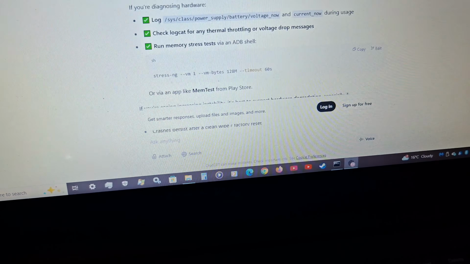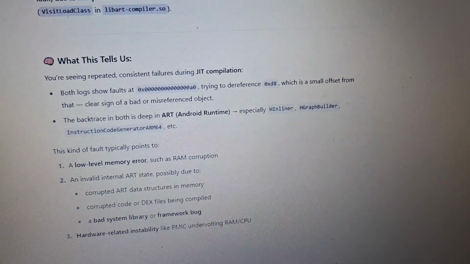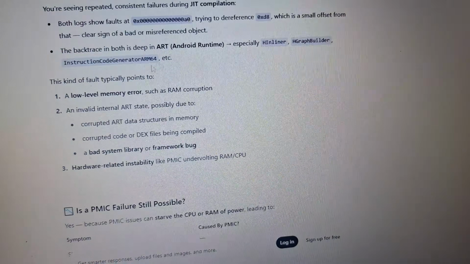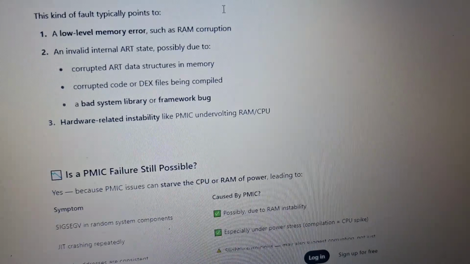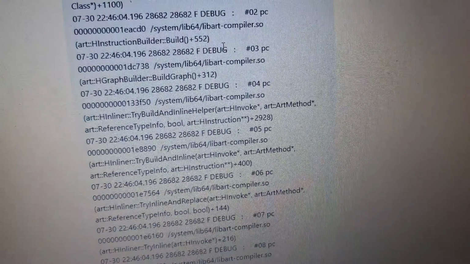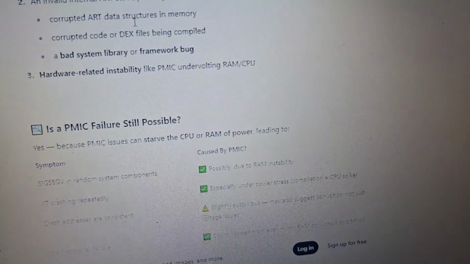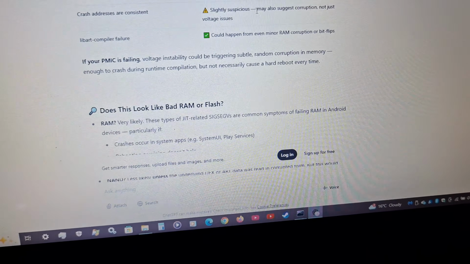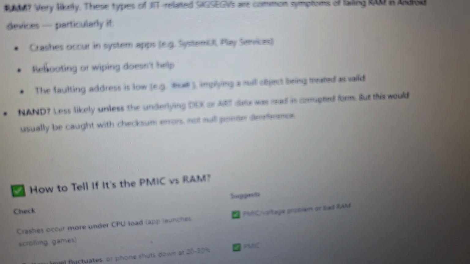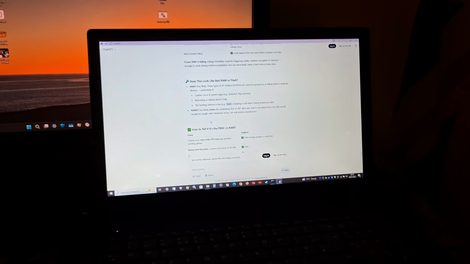So that now wraps up the end of the video. I'm just going to... Null pointer. Yeah. Both showed faults at 08 trying to dereference 08. Okay, that's a different logcat, but you get what I mean. It is like a number. Low memory error, blah blah blah. So yeah, I'm going to end it here. Reboot and wiping doesn't help. Yeah, that's true. So I'm going to end it here now before I get distracted.